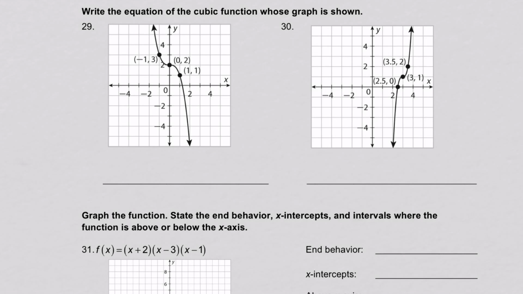Okay, let's continue. 29 and 30 are related to each other, so we'll do the same thing again. I'll do 29 and then I'll let you guys work on number 30 on your own. It says, write the equation of the cubic function whose graph is shown. In order to solve this, you need to figure out the standard form of a cubic function. Okay, so let me write it down for you guys.